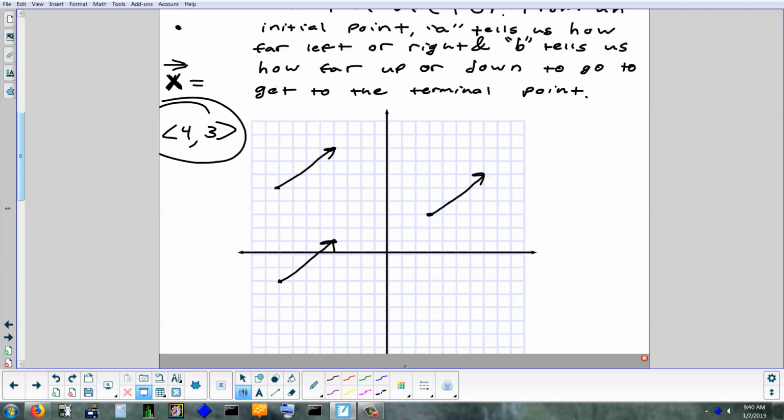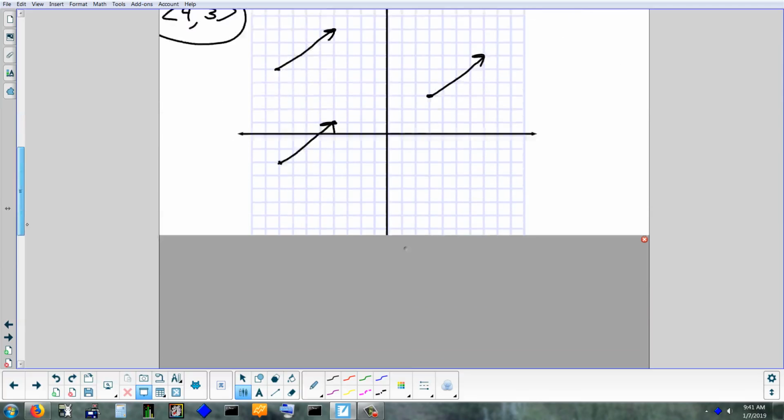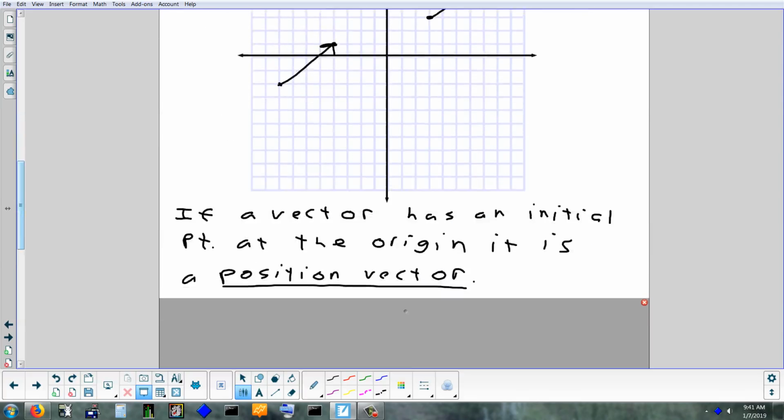Those are all the vector ⟨4, 3⟩. But there is a place that we usually start. Where do you think the most common place is for the start point, the initial point? (0, 0.) The origin. So where we usually start is the origin. If the vector does start at the origin, that's called a position vector.